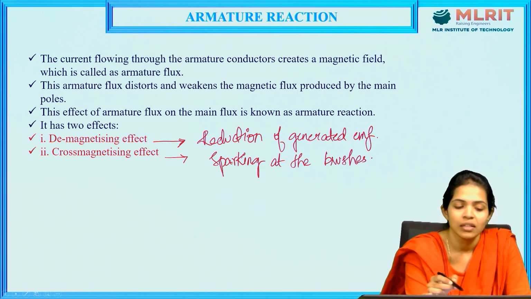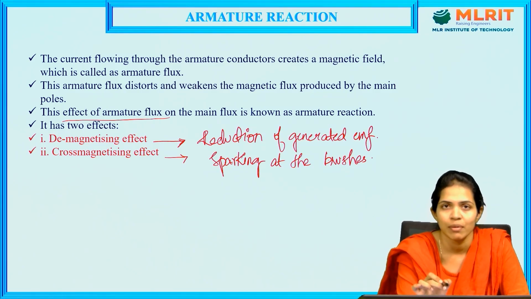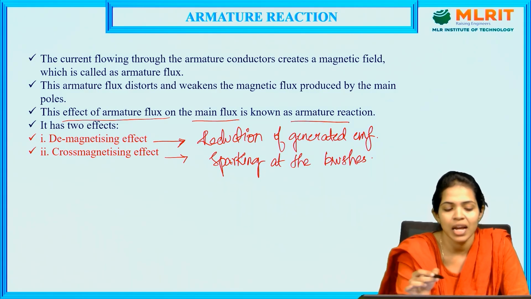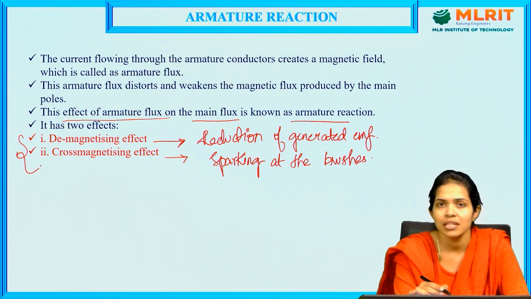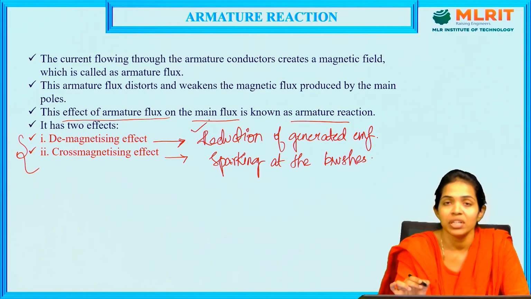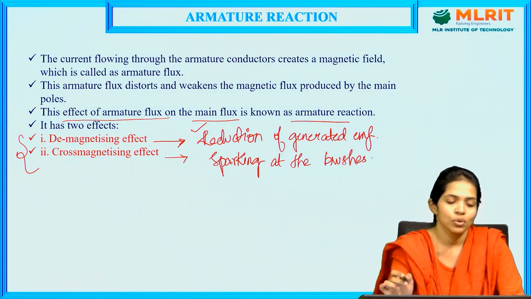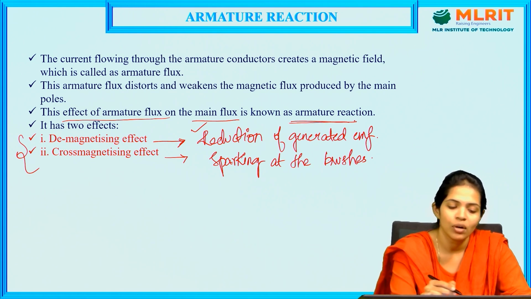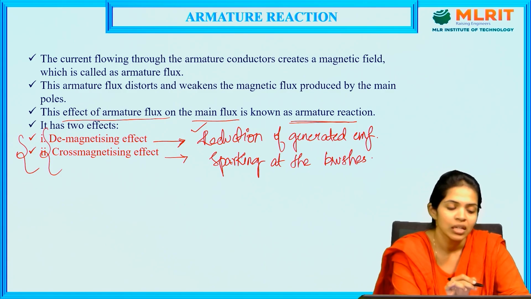So the effect of armature flux, that is the flux generated by the current flowing in the armature conductors, on the main field flux is called armature reaction. It basically has two effects: demagnetizing effect, which makes the generated EMF reduce, and cross-magnetizing effect, which causes sparking at the brushes. How these effects occur and how armature reaction occurs in the DC generator will be analyzed in the further slides.